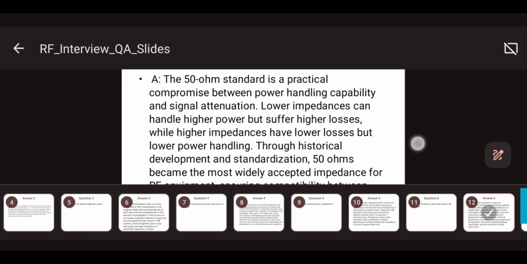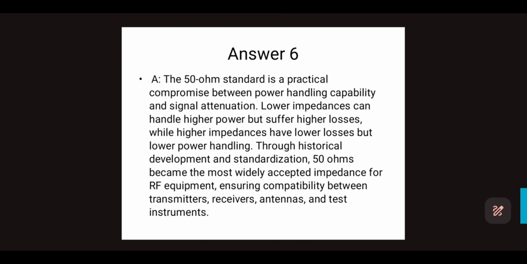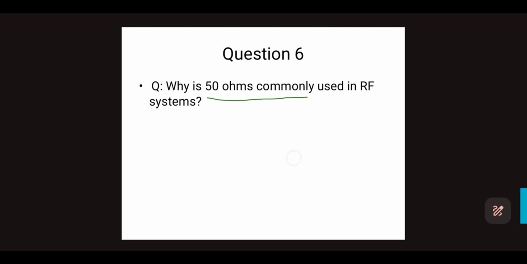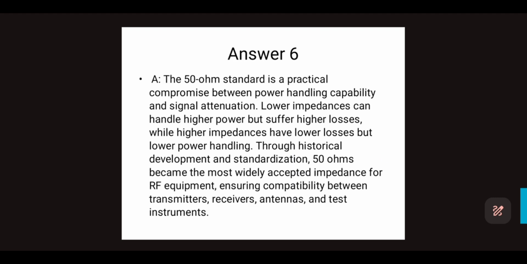You see, the 50 ohm standard is a practical compromise between power handling capability and signal attenuation. Lower impedance can handle higher power, but suffers higher losses, while higher impedance has lower losses but lower power handling. Through historical development and standardization, 50 ohm became the most widely accepted impedance for RF equipment, ensuring compatibility between transmitter, receiver, antenna and test instruments.